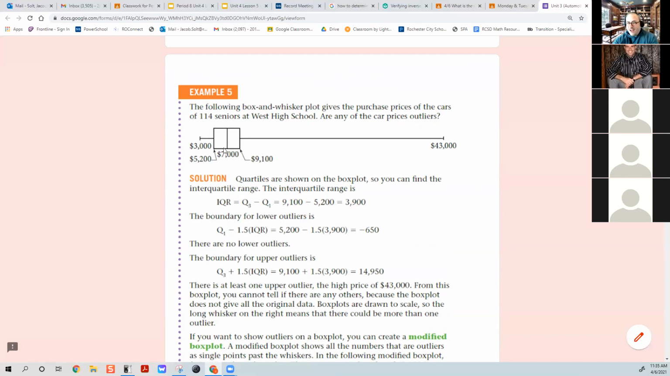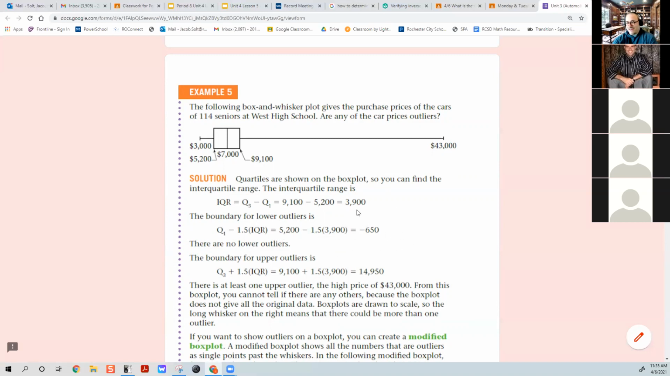If you're beyond 150% of the IQR, then you're an outlier. So the IQR is 3,900. We're going to multiply that by 1.5. We're going to take 5,200 and subtract 1.5 times 3,900, and we find that if we had a car that had a value of negative $650, that would be an outlier.